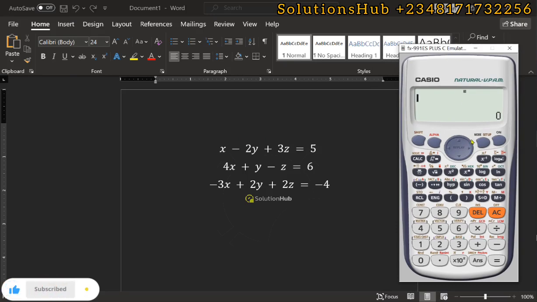On today's tutorial, we are going to show you how to use your Casio calculator to solve a simultaneous equation that has three unknowns. So you can see we have equation 1, equation 2, and equation 3, and then we also have x, y, z, right?